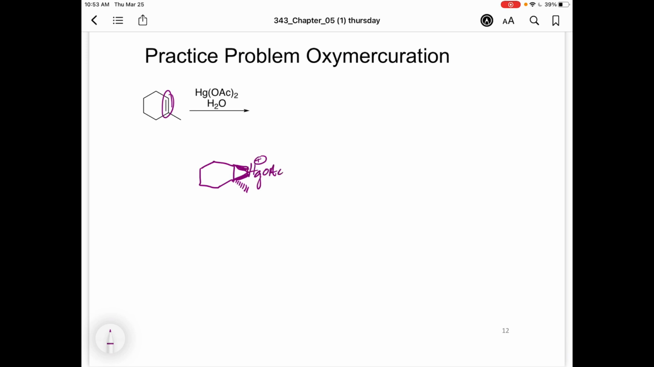Now you could have it opposite. You could have the mercury going down and the methyl coming forward. And the key here is that when we add the water, we know that the mercury is going to be opposite of the water. So if we draw what we have from this reaction, the mercury will be on the less substituted side, and the water will be opposite, and it will be an OH group that was added, right? And then our methyl is now forward.